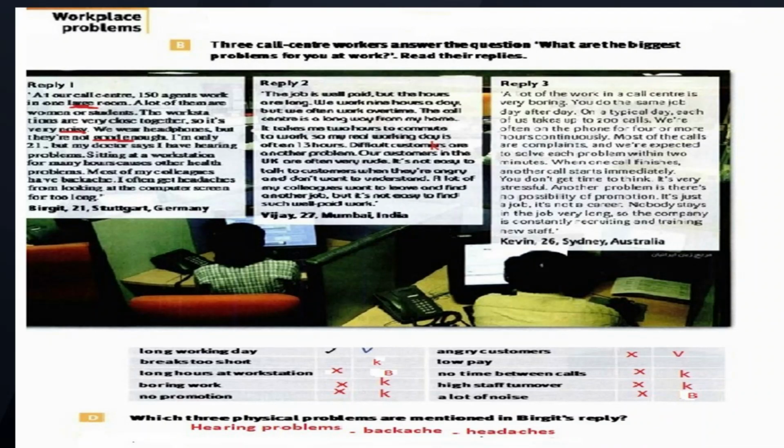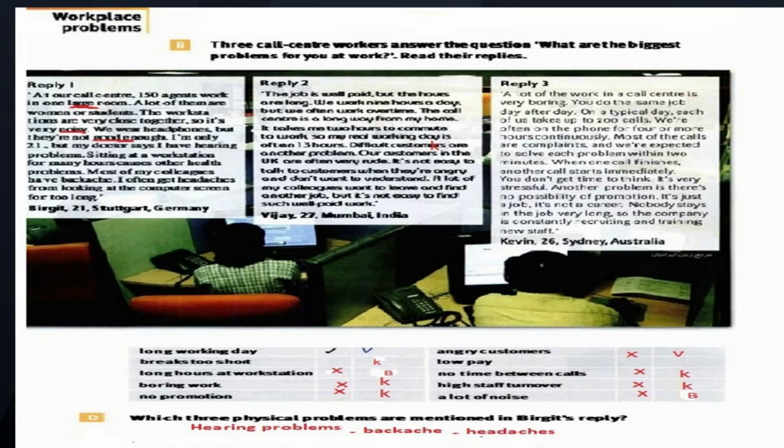Now look at the chart in Activity C and tick the problems the call center workers talk about in the replies. Who talks about each problem? So write B for Birgit, V for Vijay, or K for Kevin. So the first problem is already done for you. You have long working day. Vijay, so she, of course, talked about this problem. Let's continue.